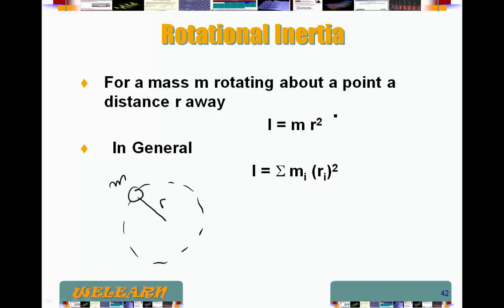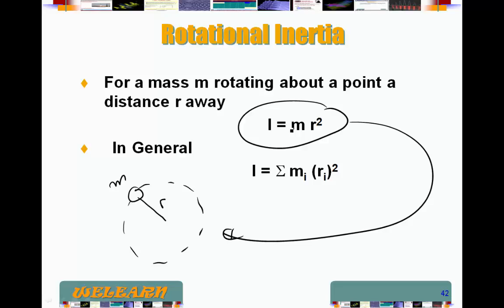In that case, its rotational inertia or moment of inertia is given by that expression: I is equal to mr squared. We use I for inertia, the symbol for moment of inertia or rotational inertia. And it is equal to the mass of the object times the radius of the circle about which that mass is rotated.